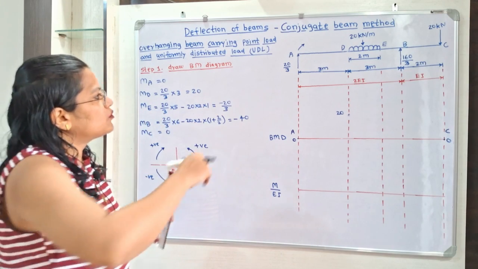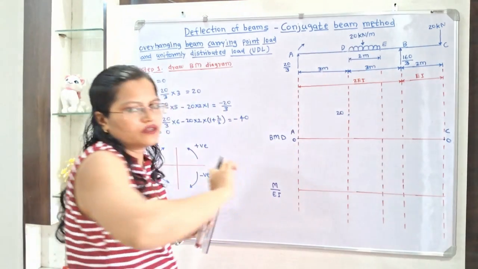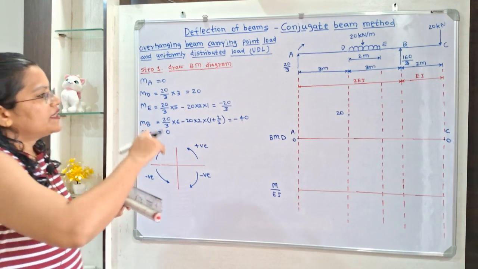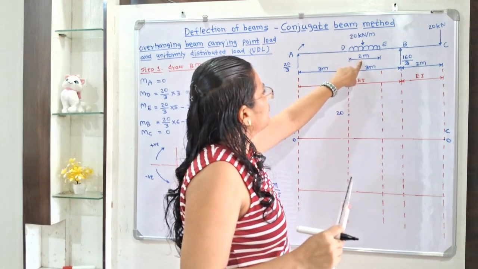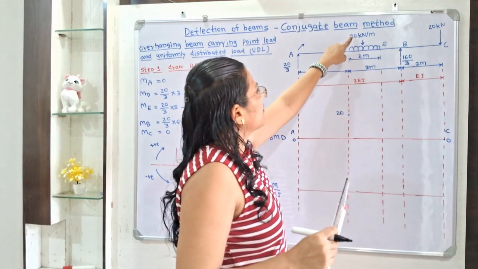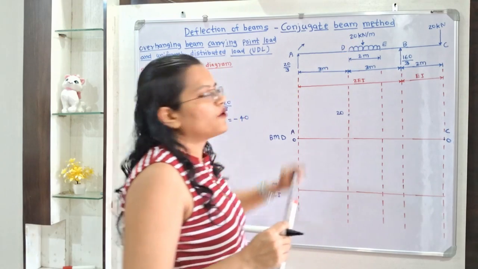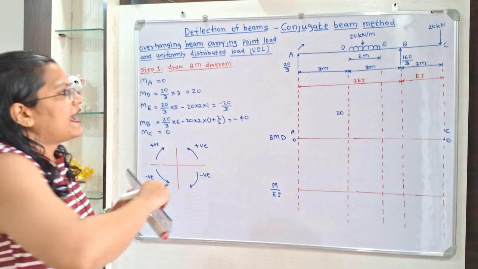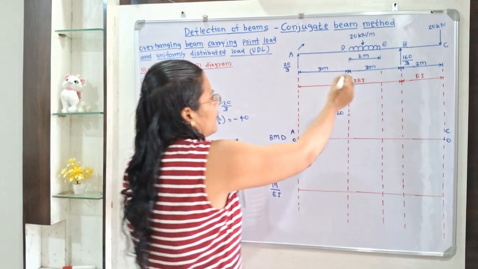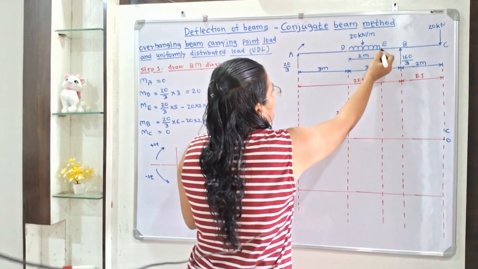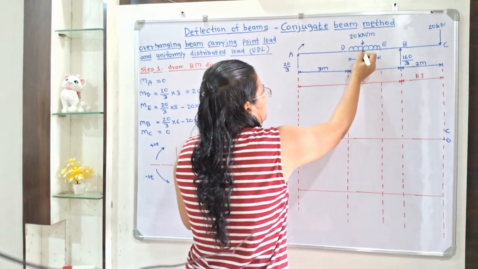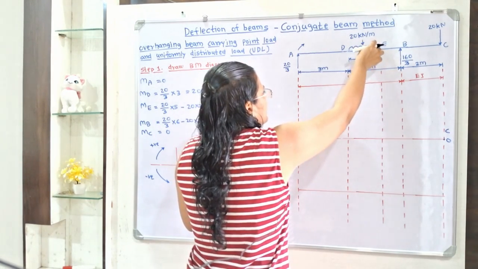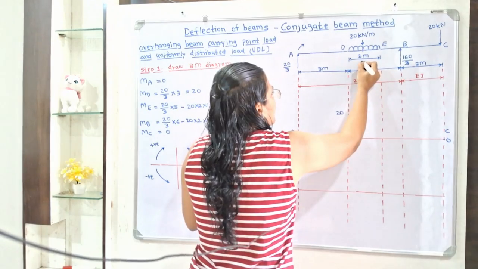Then next we have to take this uniformly distributed load. So what is the total value of this uniformly distributed load? It is 20 multiplied by 2 because the total span is 2 meter. So 20 multiplied by 2, that is 40 kilonewton. The point of application of the load is at the center point. So from E, the distance to the point of application of the load is equal to 1 meter.